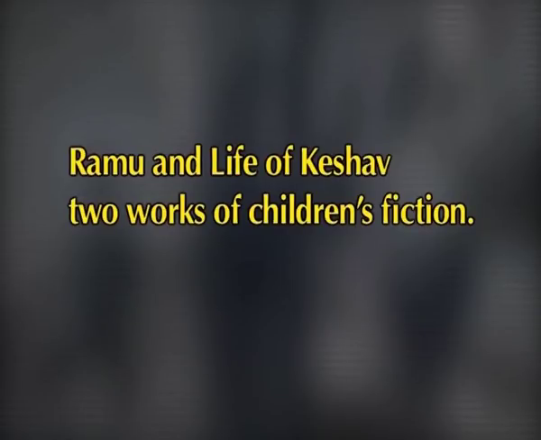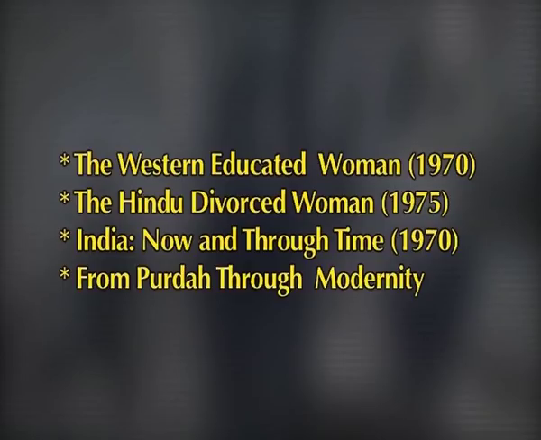She later wrote Ramu and Life of Keshav, two works of children's fiction. She also wrote academic books such as The Western Educated Woman, The Hindu Divorced Woman, India Now and Through Time, and From Parda Through Modernity. This novel, like most of her works, talks about ways of dealing with ancient traditions in the present age. The reconciliation of the protagonist with the myriad customs of the Haveli forms the plot of the novel.